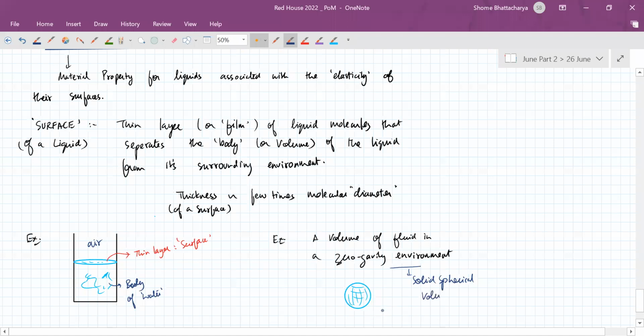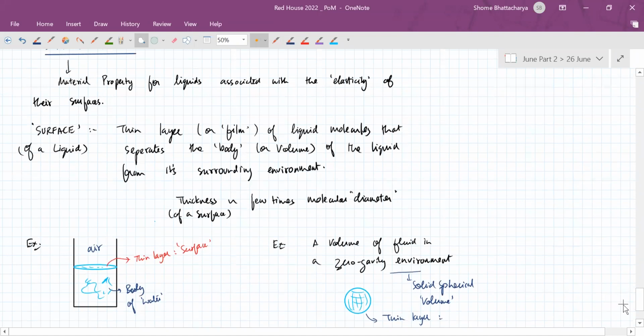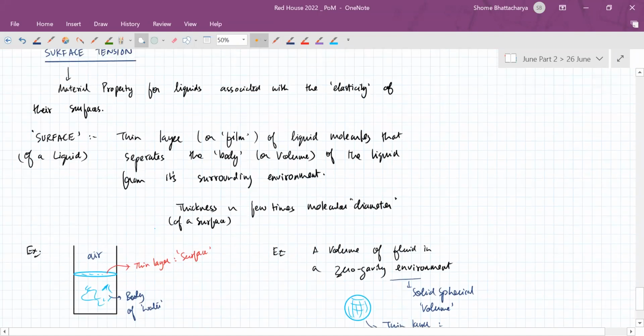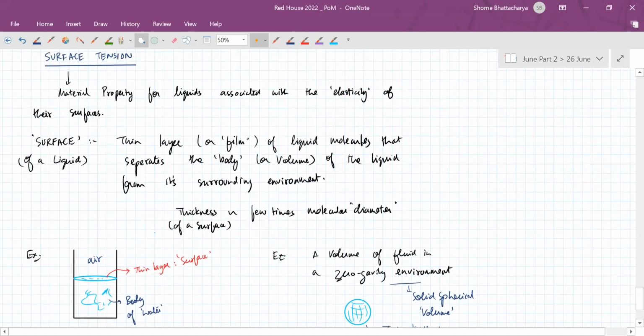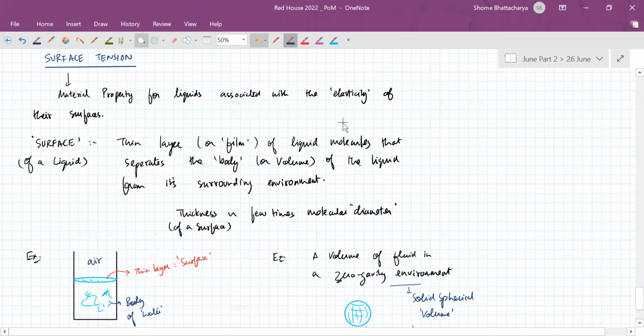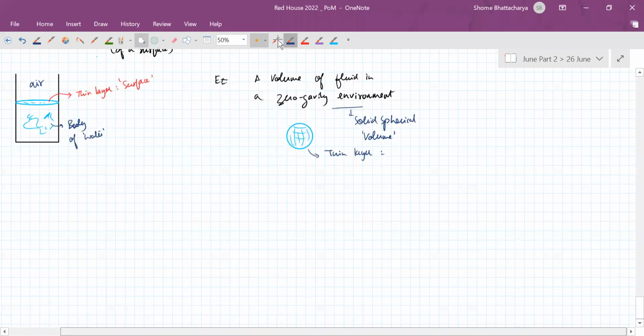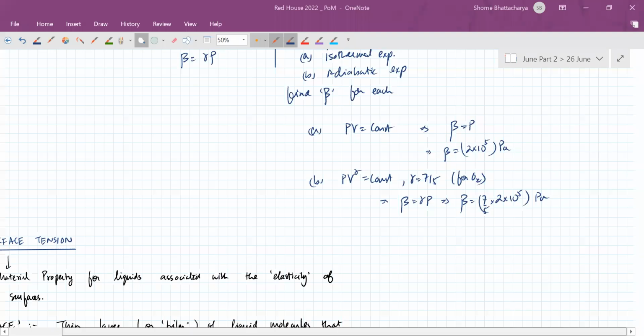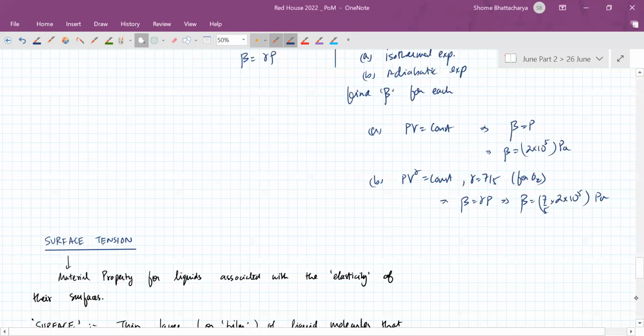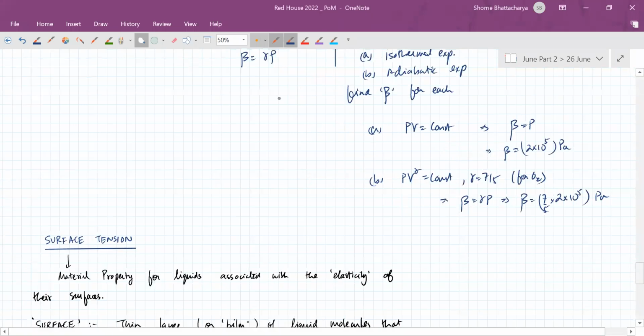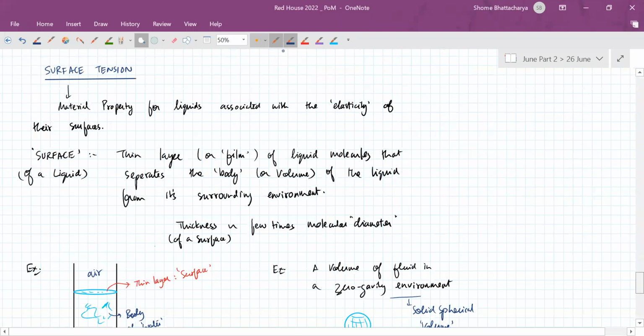Now the surface, that is, what separates the volume of the liquid from the environment, in this case the vacuum of space. Or if it's inside a spaceship, then it would be an artificially oxygenated environment. But either way, the lack of gravity would make the volume of such a liquid naturally take a spherical shape.